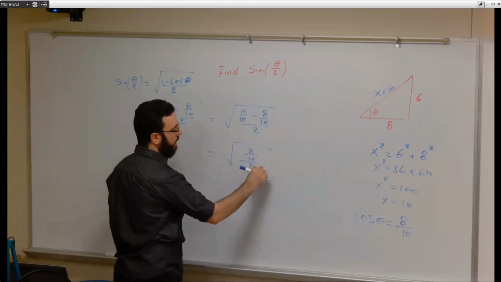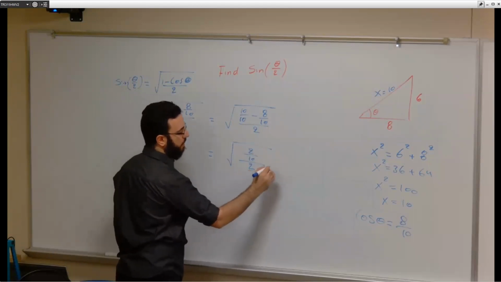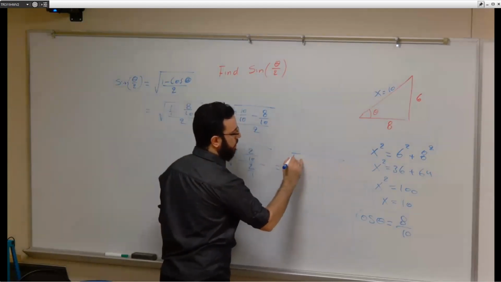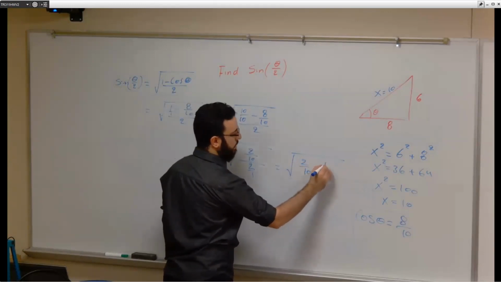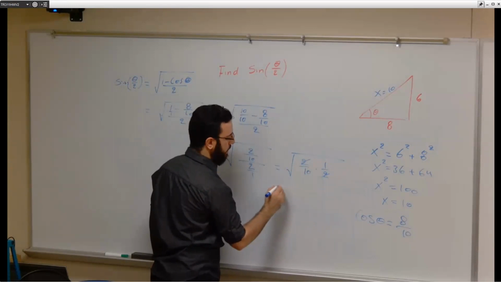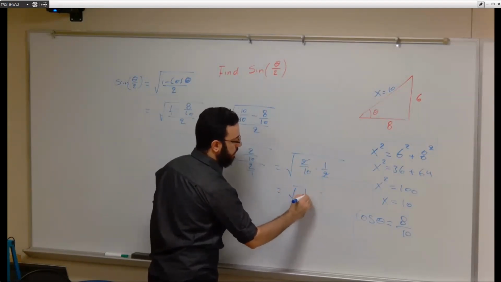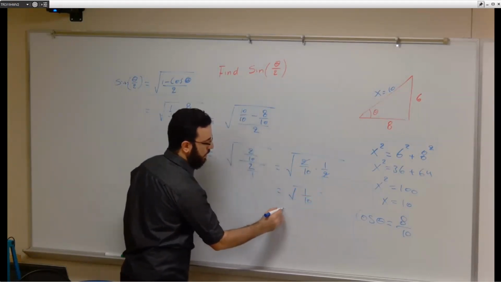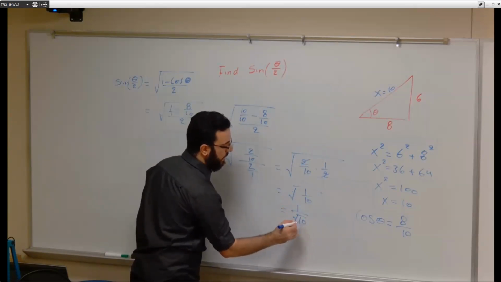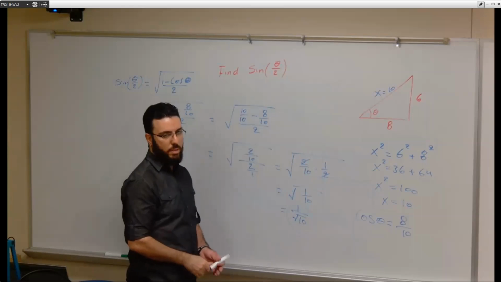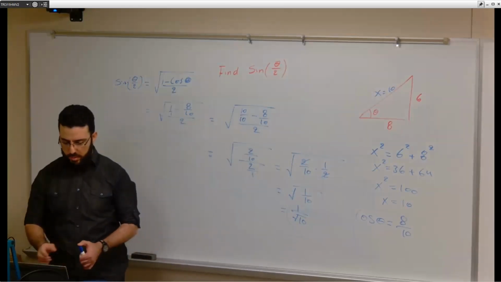Write down the top part, flip the second part. So it's going to be the square root of 2 over 10 times 1 over 2. Cancel these. So it's going to be the square root of 1 over 10. Square root of 1 is going to be 1. Keep the 10 under the root. Got it?